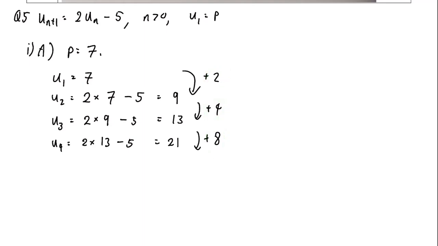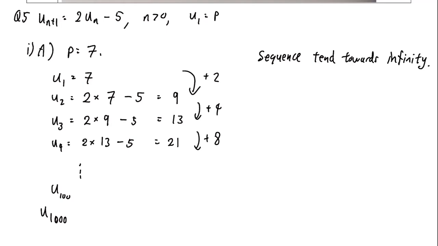The more important point to take note is what is the behavior, because that's what they are really asking you. Eventually, as you go on to bigger and bigger indexes, u100, u1000, u1 million, what happens? You realize that you're just adding and adding and adding, and you're adding bigger and bigger numbers. So that just means that eventually this sequence diverges, or shouldn't, sorry, I shouldn't say diverges. This is not a sum. This is just a sequence, right? Sequence will tend towards positive infinity. So don't need to say positive, just say infinity. It's implied to be positive.